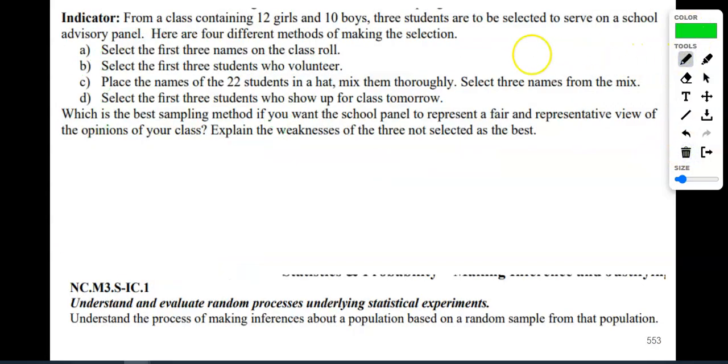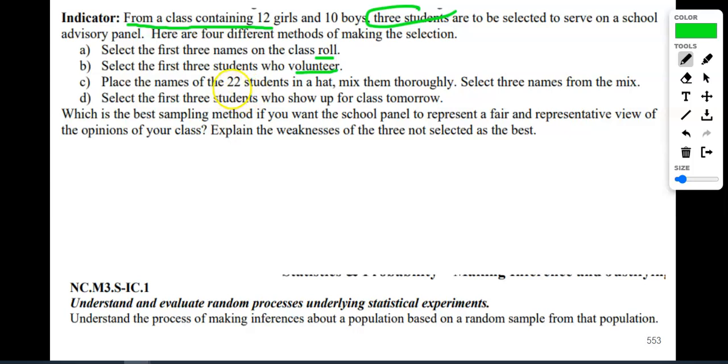Next question, sometimes you need to be able to pull random samples. If a class contains 12 girls and 10 boys and we have to choose 3, which of these would be truly random? Would it be the first 3 names on the roll? Well, that's not really random. Or the first 3 to volunteer? That's not random. A lot of times, line B would be higher performing students to an extent, not always, but sometimes. That would affect the randomness.